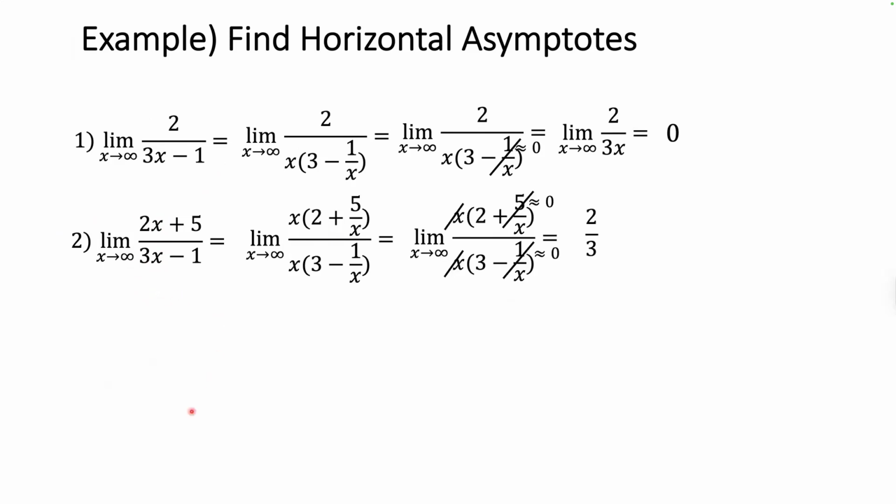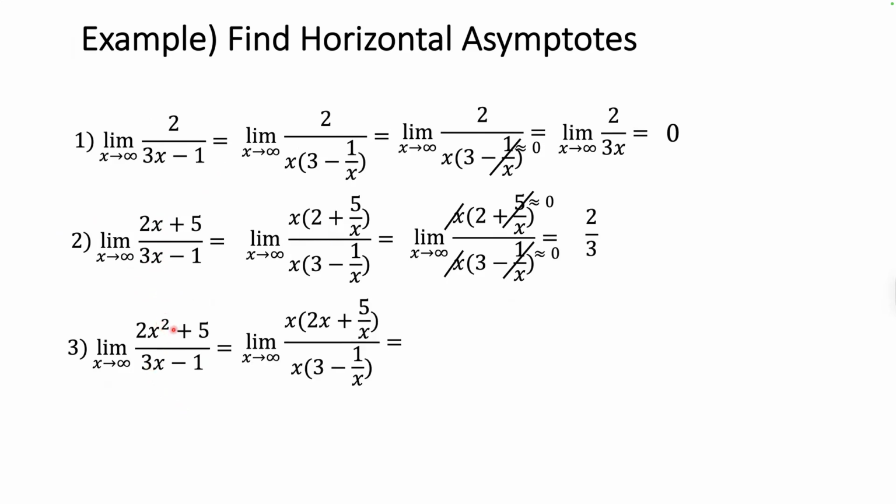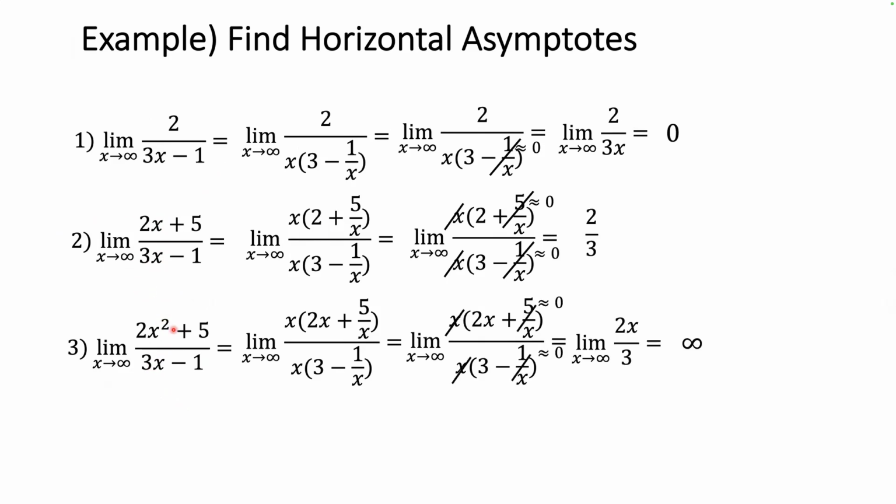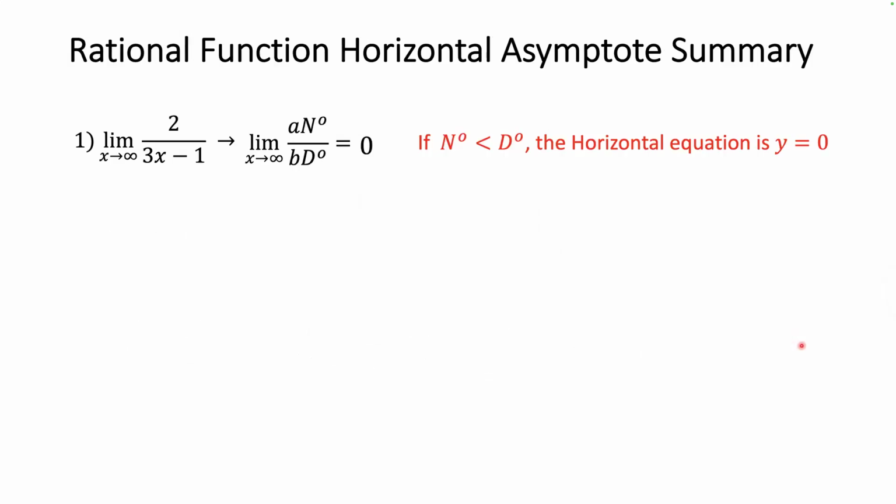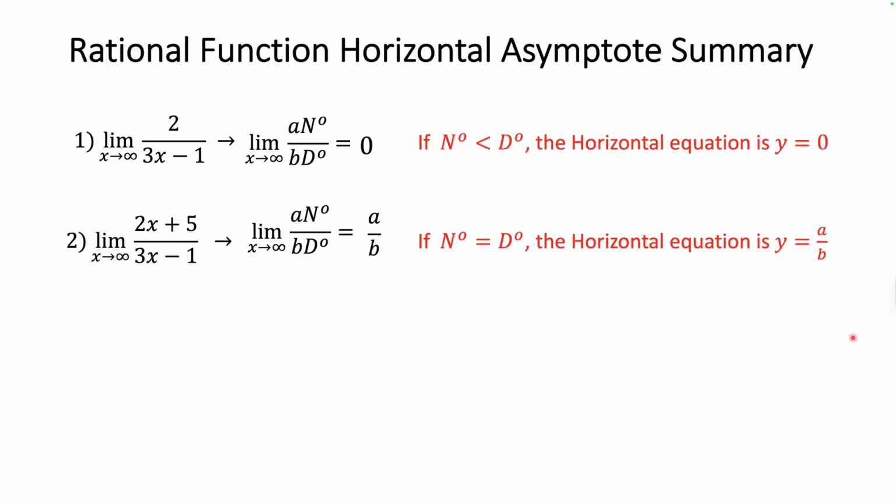The third question shows that the limit is infinity when the degree of the numerator is greater than that of the denominator, since the numerator has 2 x's, whereas the denominator has a constant. The numerator approaches infinity, but the denominator is constant. Therefore, the answer will be infinity. Based on the previous example, we can easily determine the horizontal asymptote using the following tips.